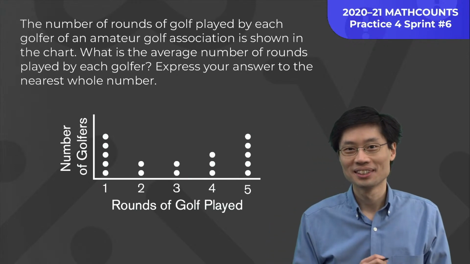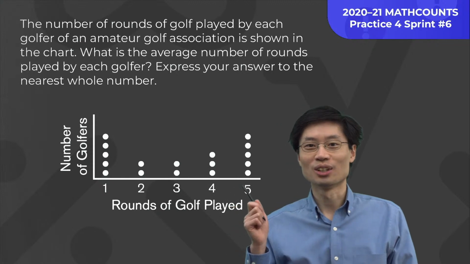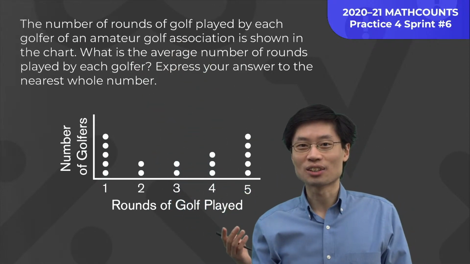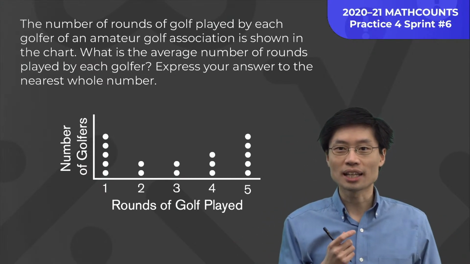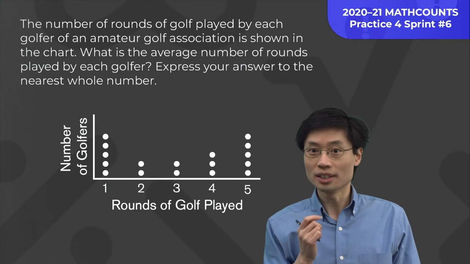Ooh, a table. The number of rounds of golf. Oh, that's why they're golf balls. Oh no, those are golfers. Never mind. But the number of rounds of golf played by each golfer of an amateur golf association is shown in the chart. What is the average number of rounds played by each golfer? Express your answer to the nearest whole number.